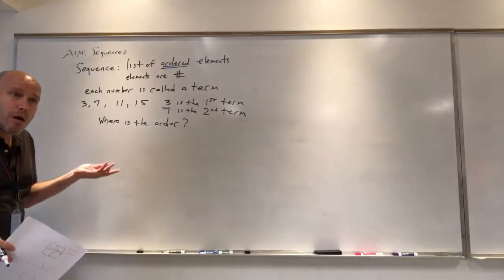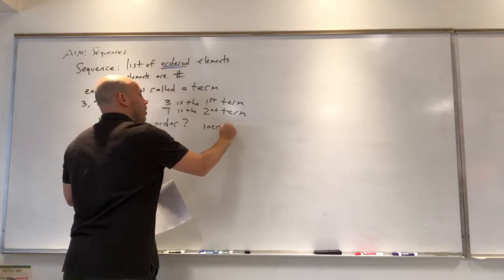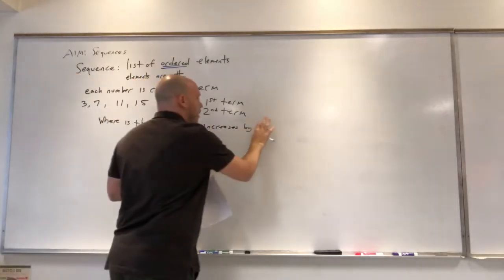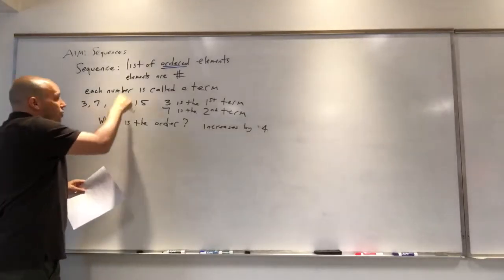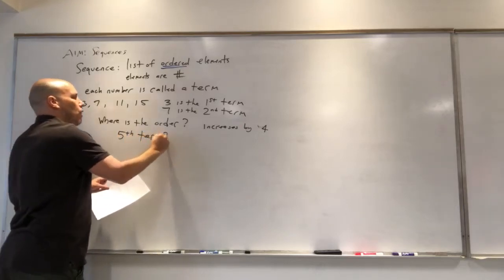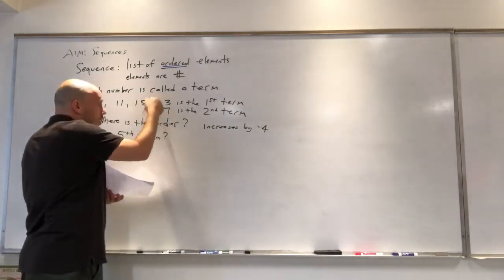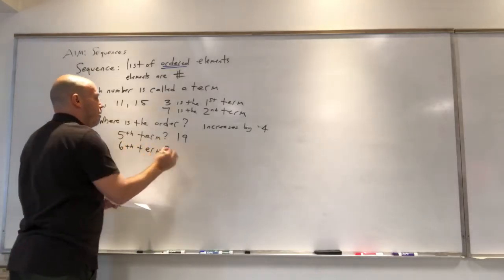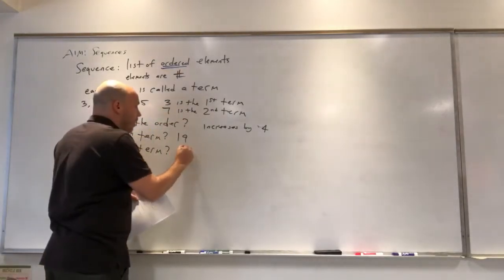And you say, oh, it goes up by 4. It increases by 4 each time. So I could say, you know, you have the first, the second, the third, the fourth. I could say, what is the 5th term? And you would say, oh, yeah, 15 plus 4, it's 19. What's the 6th term? You say, okay, just go up another 4. So 19 plus 4 is 23.